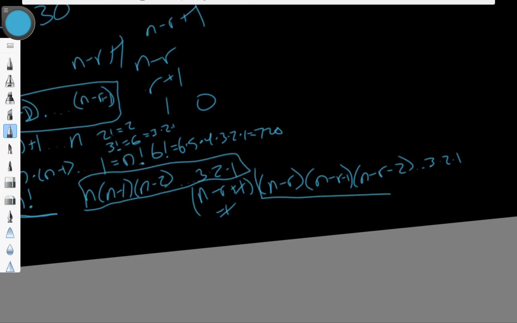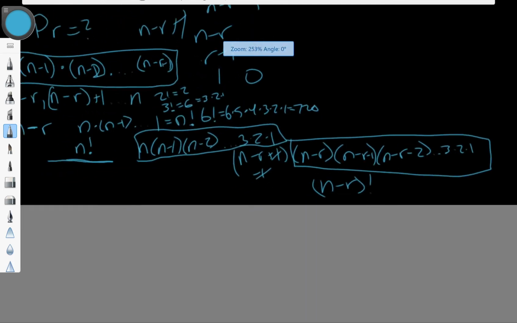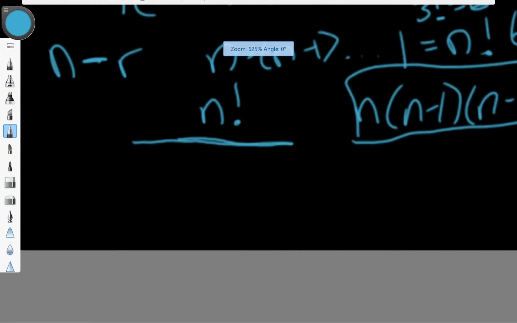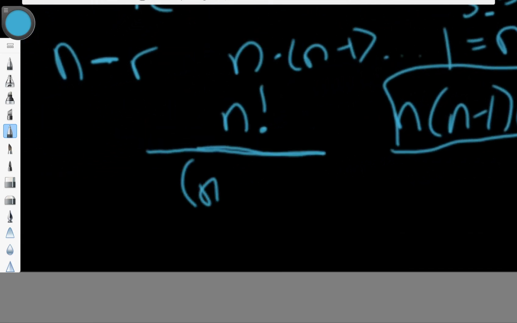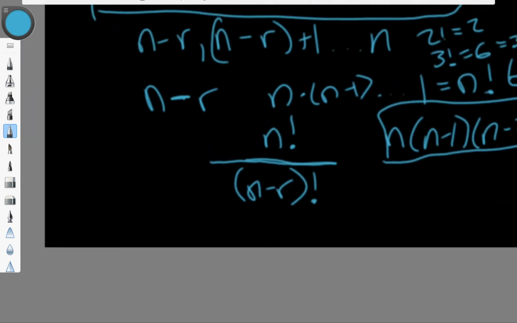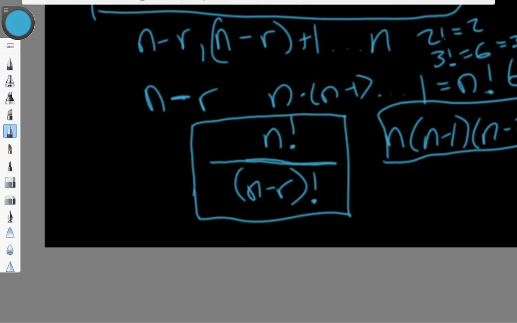So we're canceling this. You might notice that this is equal to n minus r factorial, right? Because you're subtracting 1 from all the n minus r. So then we're going to need to divide by n minus r factorial to cancel it. This is the formula for permutation. Pretty interesting.